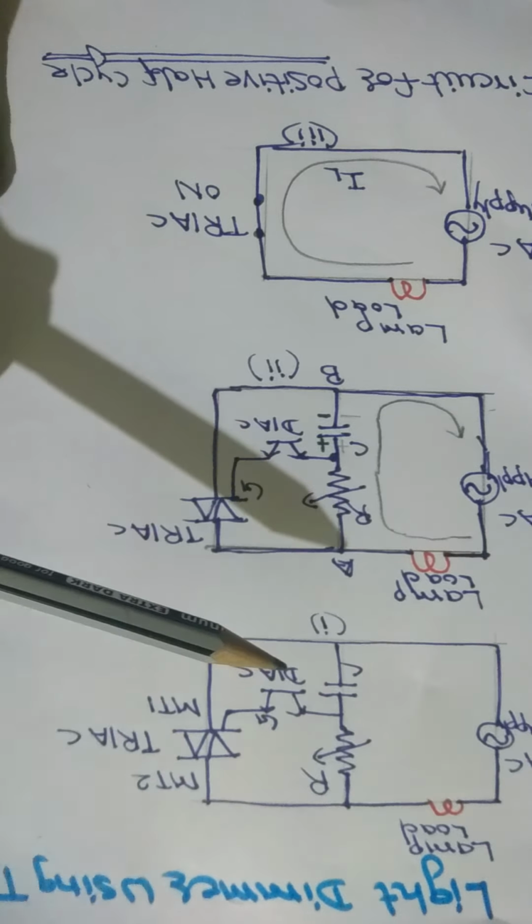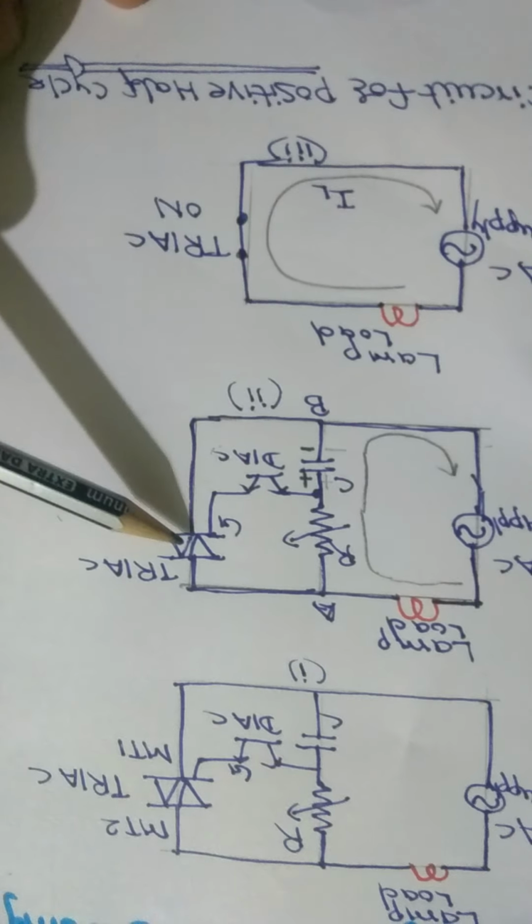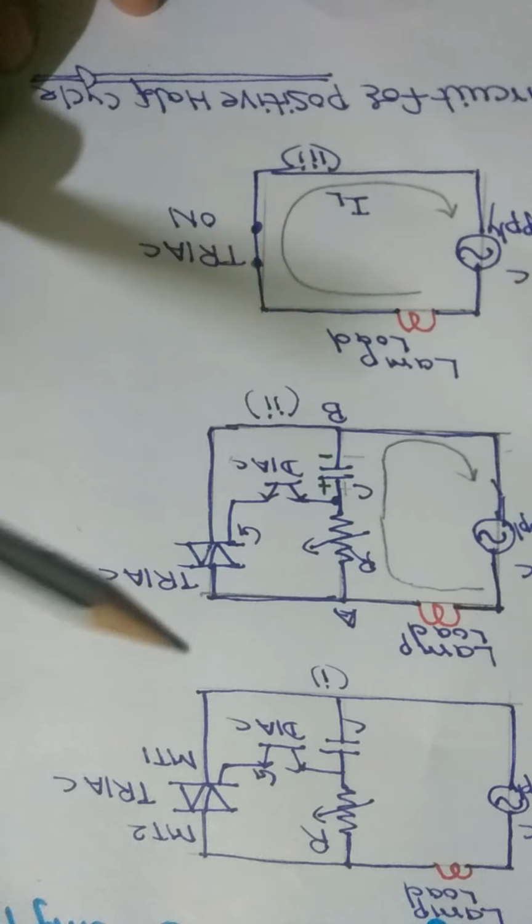Similarly, this positive voltage makes MT2 positive with respect to MT1, and the triac is in the forward blocking mode, but it doesn't turn on. The capacitor is charged towards the input voltage, but when the voltage across the capacitor equals the breakdown voltage of the diac, the diac suddenly turns on, and all the voltage across the capacitor is applied to the gate terminal of the triac, and the triac is immediately turned on.